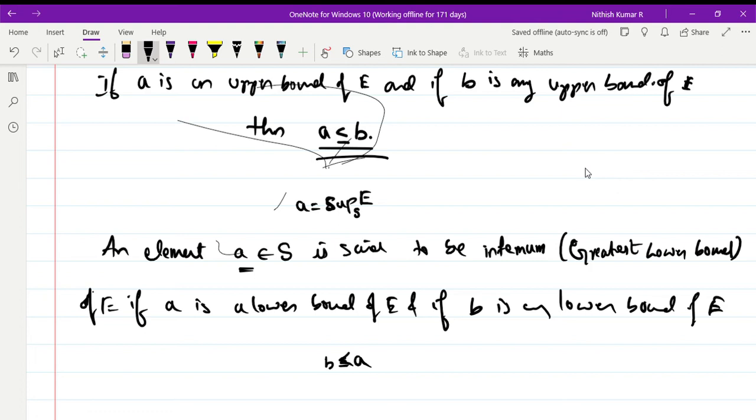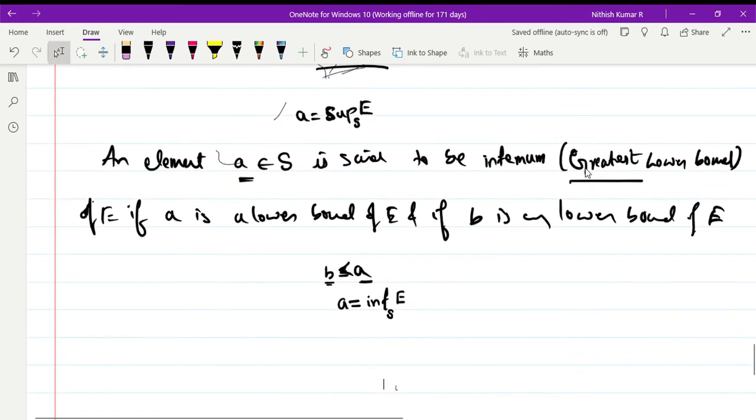The name itself is the greatest lower bound. That means A is a lower bound of E, and A must be the greatest among all the remaining lower bounds of E. Then we call this A the infimum, and we denote this by A is equal to infimum of E over S.